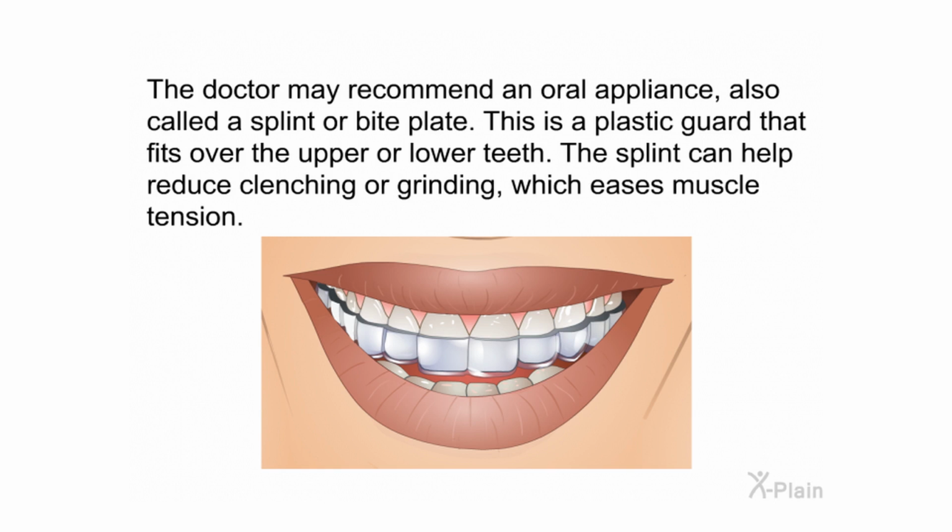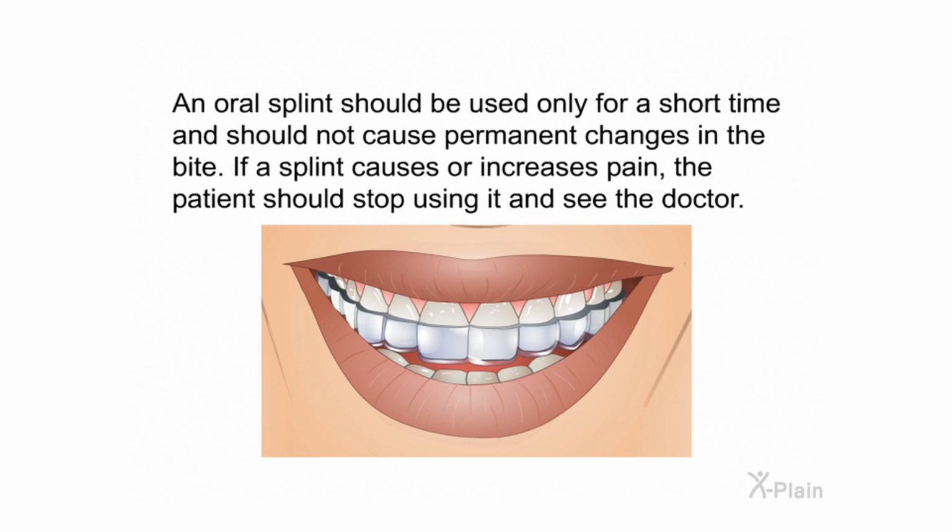The doctor may recommend an oral appliance, also called a splint or bite plate. This is a plastic guard that fits over the upper or lower teeth. The splint can help reduce clenching or grinding, which eases muscle tension. An oral splint should be used only for a short time and should not cause permanent changes in the bite. If a splint causes or increases pain, the patient should stop using it and see the doctor.